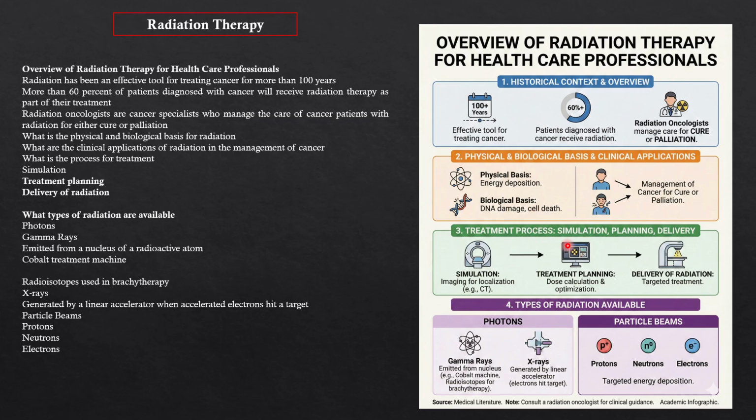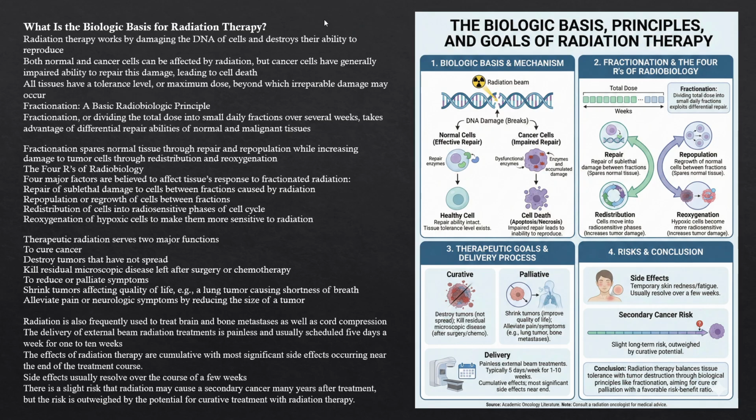The treatment process is basically simulation using imaging for localization with a CT scan, and then treatment planning like dose calculations and optimization. The delivery of the radiation is a targeted treatment. The types of radiation available are gamma radiation, X-ray radiation, photons, neutrons, and electrons. The photons are the gamma radiation and the X-rays. The protons, neutrons, and electrons are the particle beams.